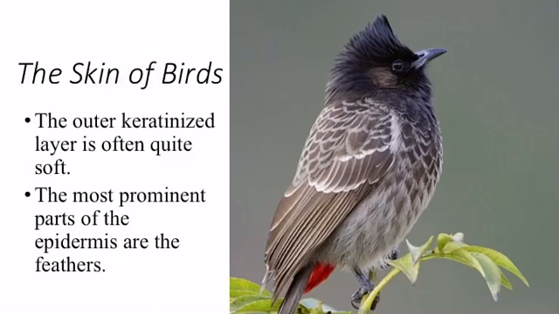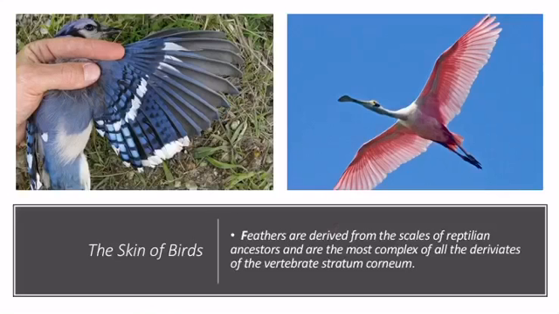The outer keratinized layer of bird skin is often quite soft. The most prominent parts of the epidermis are the feathers. Feathers are derived from the scales of reptilian ancestors and are the most complex of all the derivatives of the vertebrate stratum corneum.